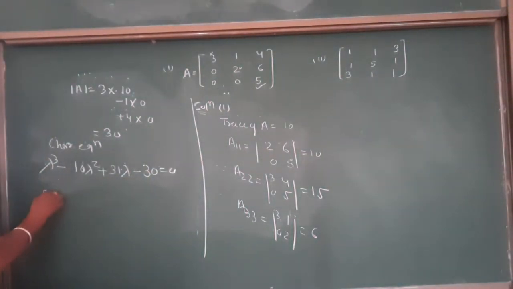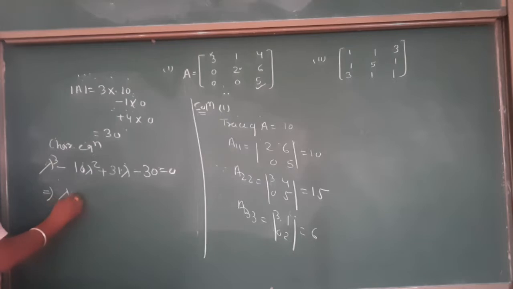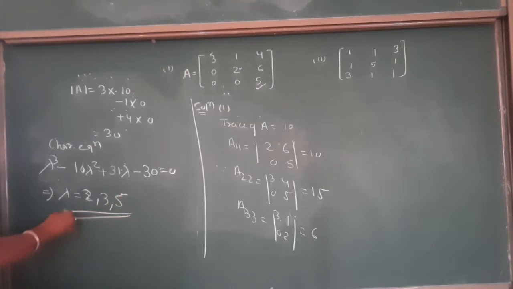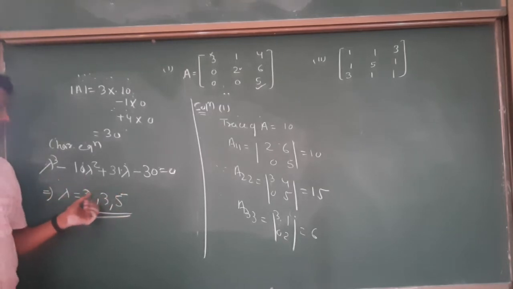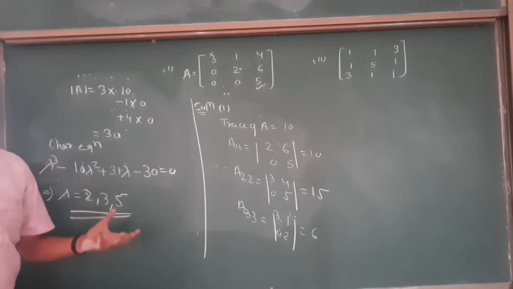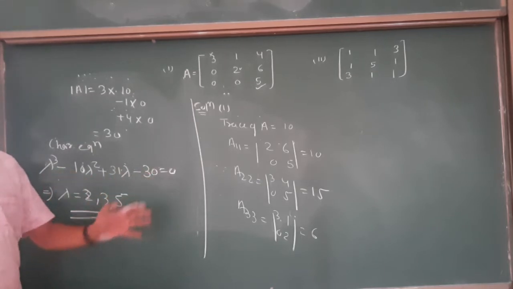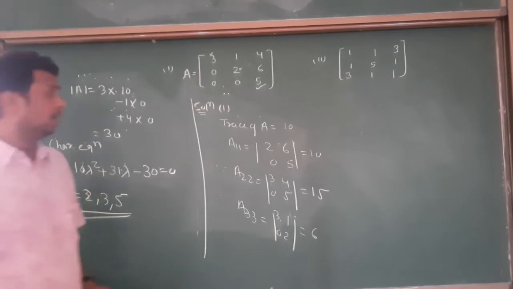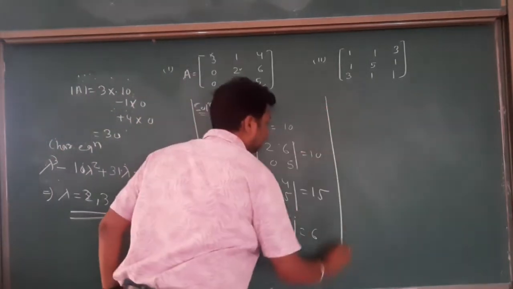When you solve this, what do we get? Lambda values 2, 3, 5. These are the eigenvalues, which you can easily check. See, lambda is equal to 2 satisfies this equation, so lambda minus 2 is a factor. So divide by lambda minus 2 and you can get the values easily. Use the remainder theorem to solve this one. Similarly, we can do the next one.